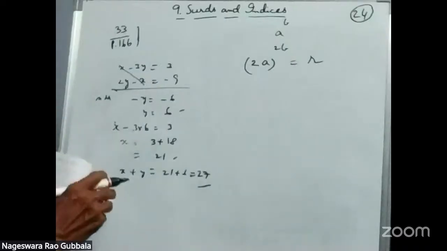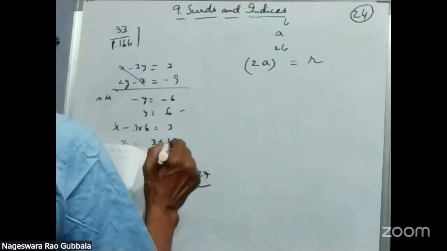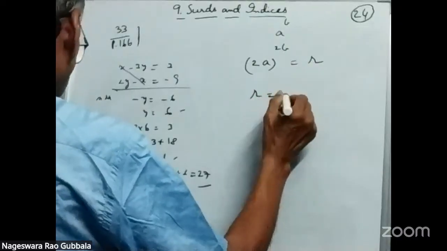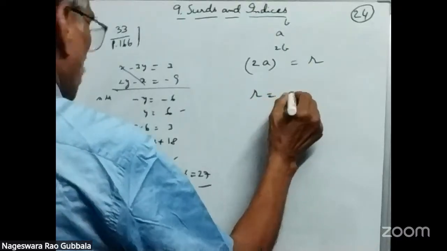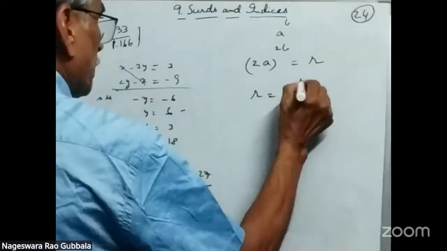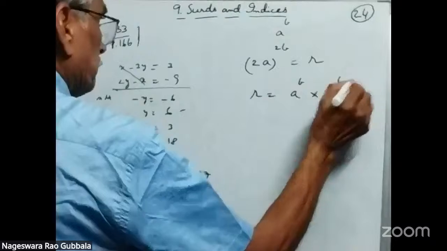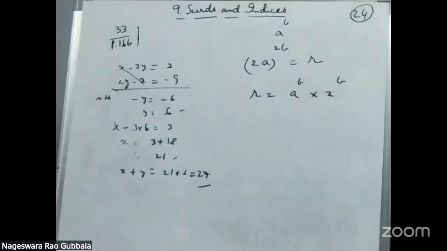And another relation is also given. R is also the product of a to the power of b and x to the power of b. These are the two relations given. From this, what is the value of x, in terms of course of a and b?